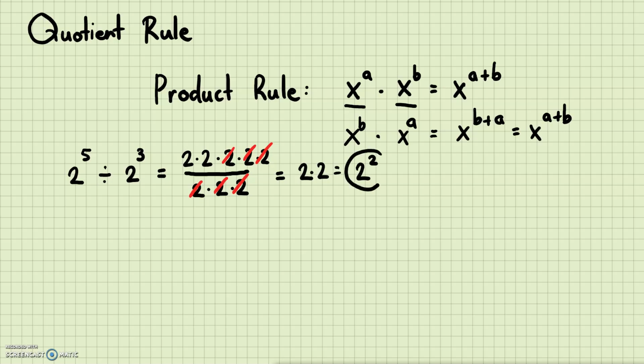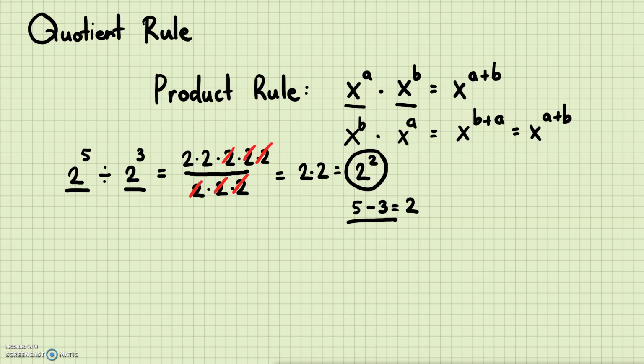And if you notice, our answer here is 2 squared. How did we get the exponent 2 from exponents of 5 and 3? We got there by subtracting 3 from 5 to get 2. Now this seems reasonable because for the product rule we were multiplying and that led to the addition of exponents, and for the quotient rule we have division of the terms and that leads to the subtraction of the exponents.